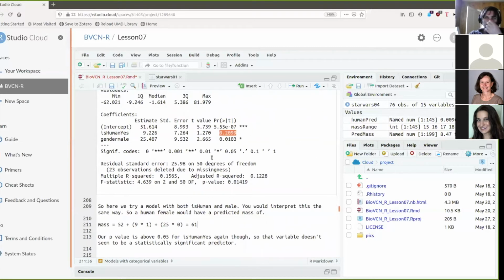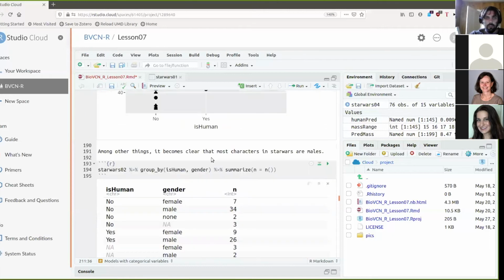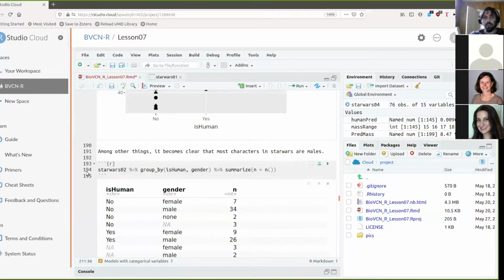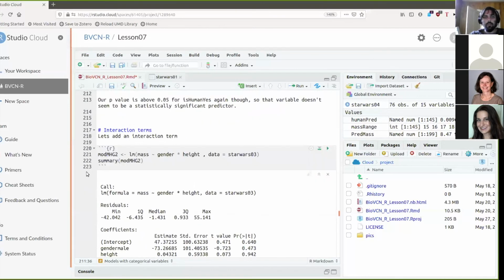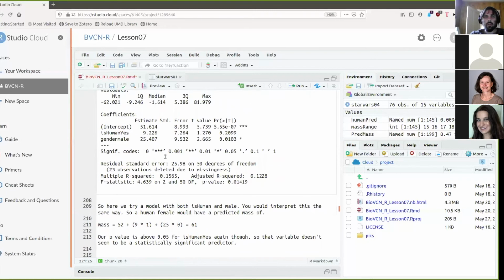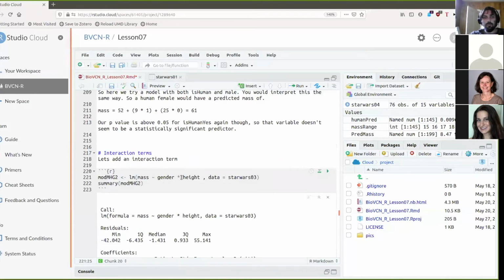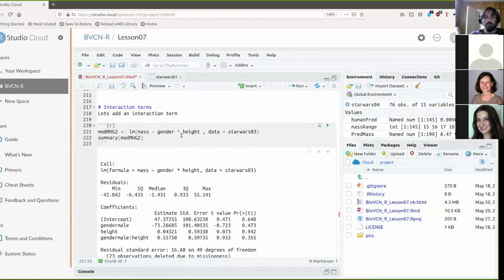But you might say that, well, when we looked at this plot up here, it looked like there was a real clear difference for humans, but maybe less so for other aliens. So I want to say, is there an interaction between humanness and gender on mass? So we can do an interaction term. So here, instead of doing gender plus species, we're going to do gender times height instead of gender times species.